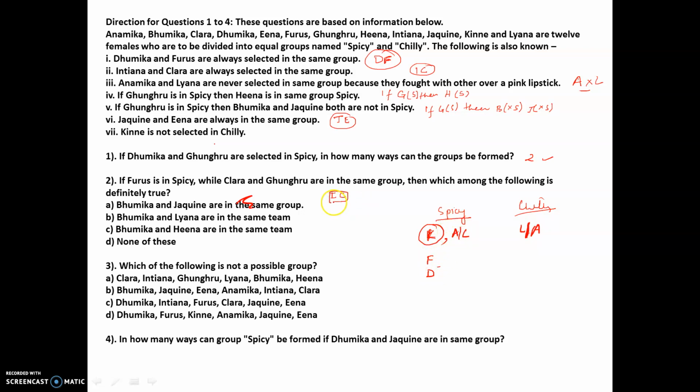If I put both I and C and G out here, we'll already have 6 members out here, and along with C, I also has to come, so that is not a possible case. That means IC will go to chili as well as G will go to chili. G has to go to chili. I hope you're getting this point, right? So G has to go to chili.